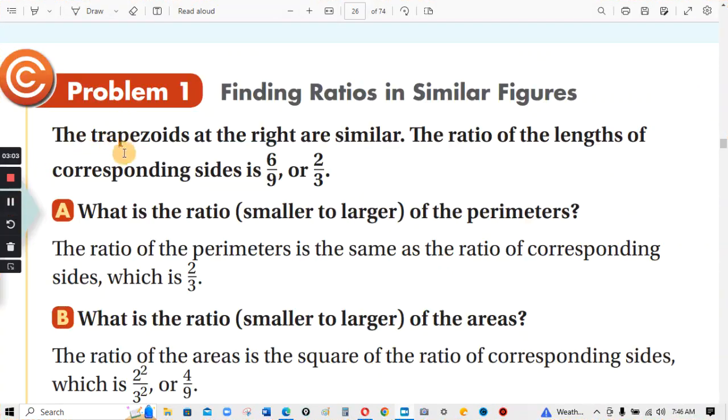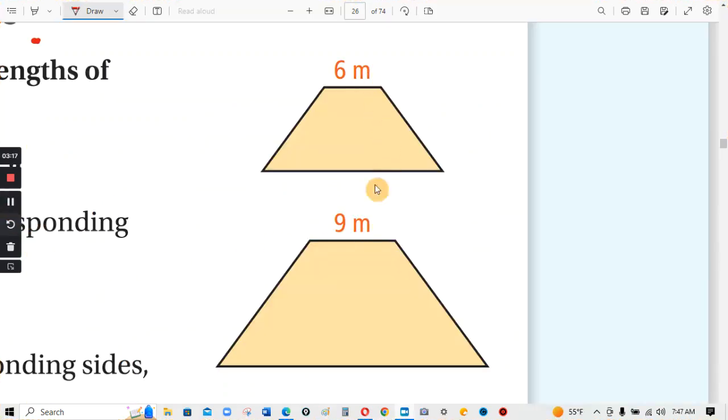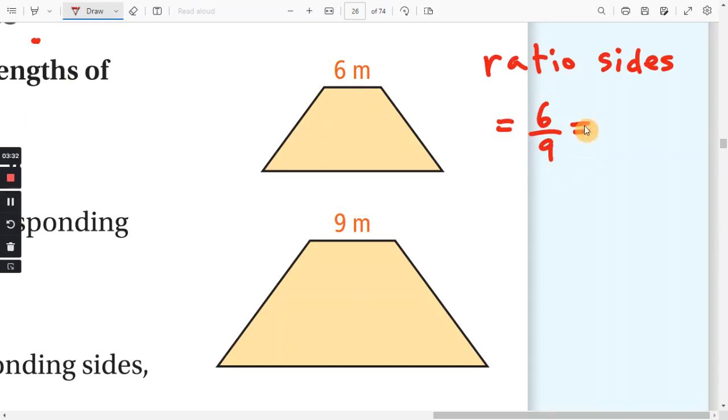Problem 1, the trapezoids at the right are similar. The ratio of the lengths of the corresponding sides is 6 over 9, or 2 over 3. What is the ratio, smaller to larger, of the perimeters? All right, so here's the two figures that we're looking at. And they gave us the ratio of the sides. They gave it to us in the write-up and in the drawing. So the ratio of the sides is 6 to 9, but we can reduce that. 6 divided by 3 is 2, and 9 divided by 3 is 3.